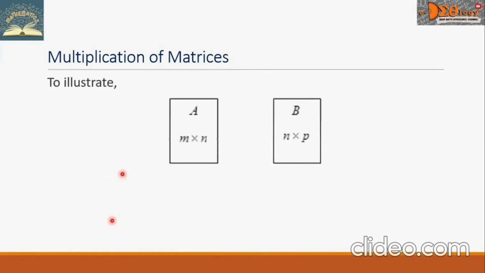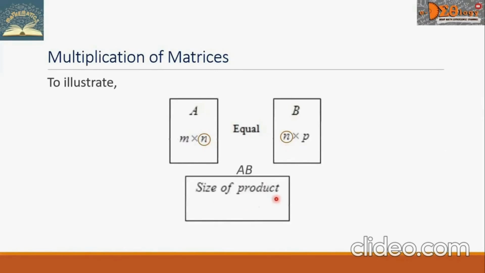To illustrate, suppose we have two matrices, matrix A with dimension m by n and matrix B with dimension n by p. Note here that the number of columns of A is equal to the number of rows of B. For the product AB, the size of this product will be m by p. The m comes from matrix A and the p comes from matrix B.